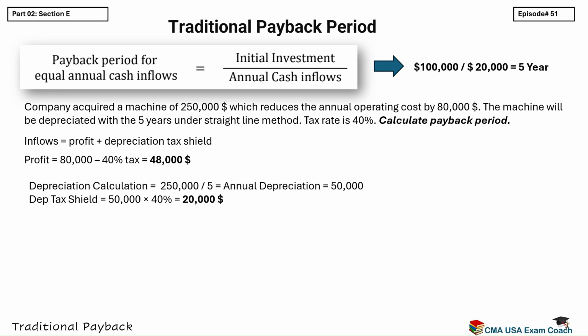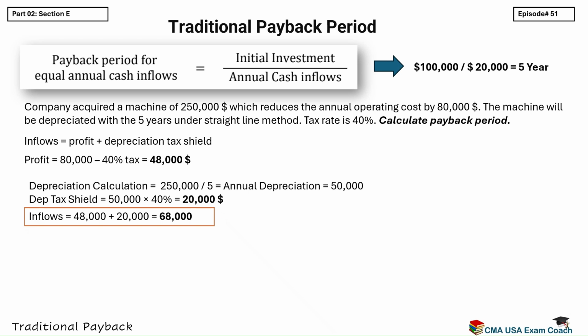The depreciation per year is $250,000 divided by 5 years, which equals $50,000. Applying the 40% tax rate, the depreciation tax shield becomes $20,000. So, the total annual cash inflow is the sum of both. The after-tax profit of $48,000 plus the depreciation tax shield of $20,000, which gives us $68,000 per year.